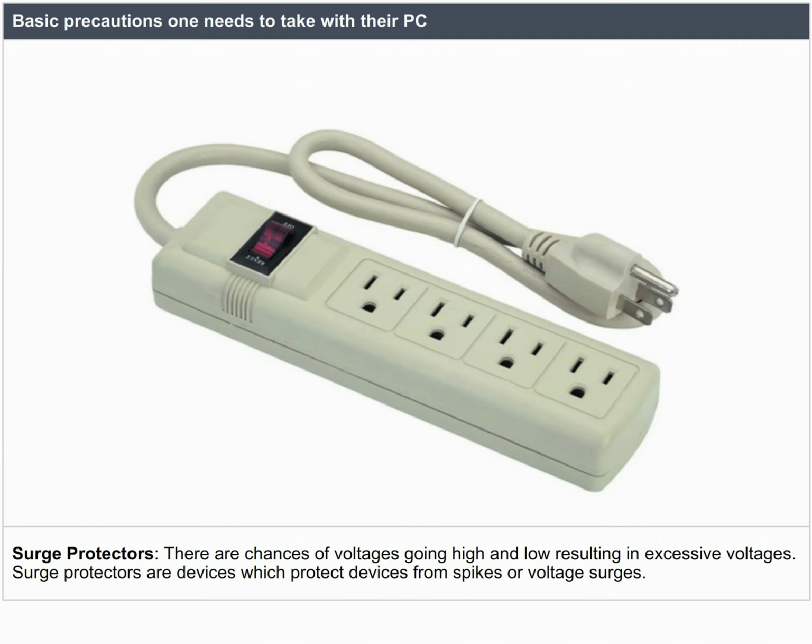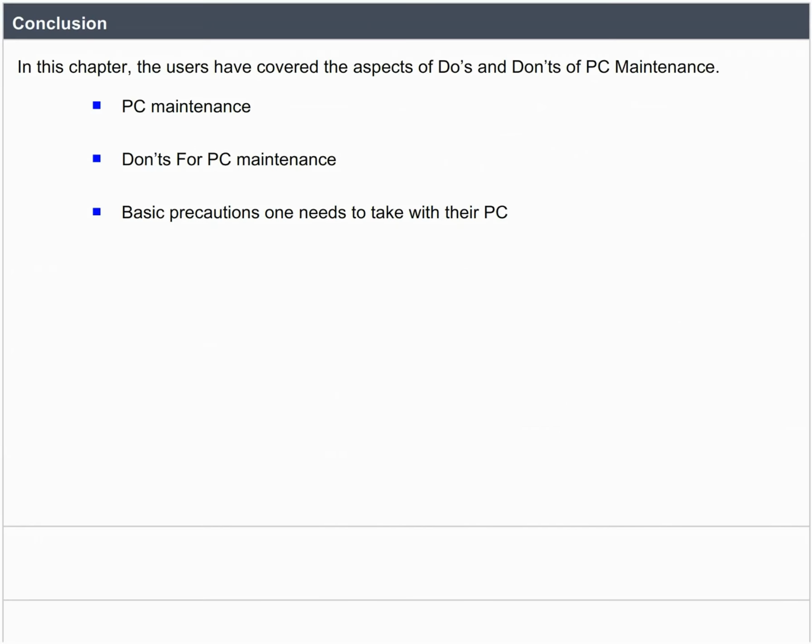Surge protectors. There are chances of voltage going high and low, resulting in excessive voltages. Surge protectors are devices which protect the computer from spikes or voltage surges. Conclusion. In this chapter, the users have covered the aspects of do's and don'ts of PC maintenance.